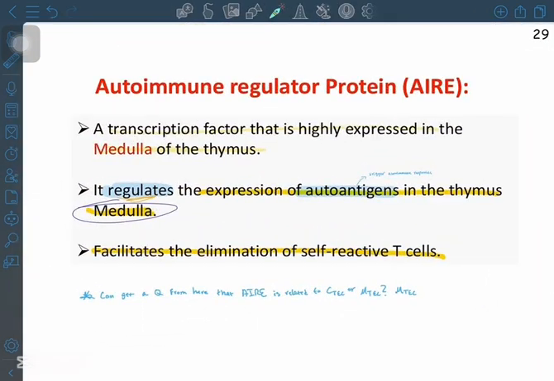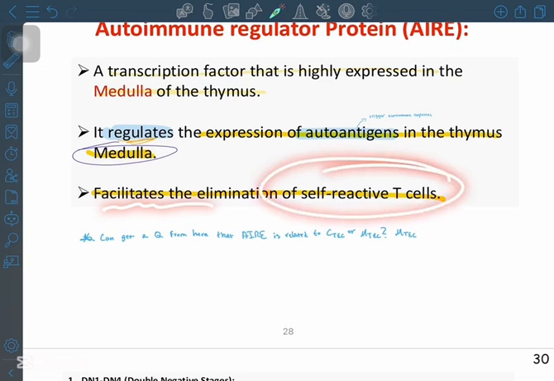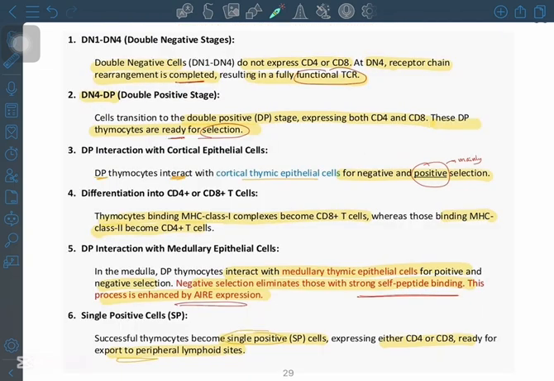Autoimmune regulatory protein, this we talked about. It's a transcription factor that is highly expressed in the medulla of the thymus, regulates the expression of autoantigens, and these trigger autoimmune responses. And it regulates it so that the body is exposed to it and it doesn't attack it. It facilitates the elimination of self-reactive T cells. Now mainly here, this is the definition of each.